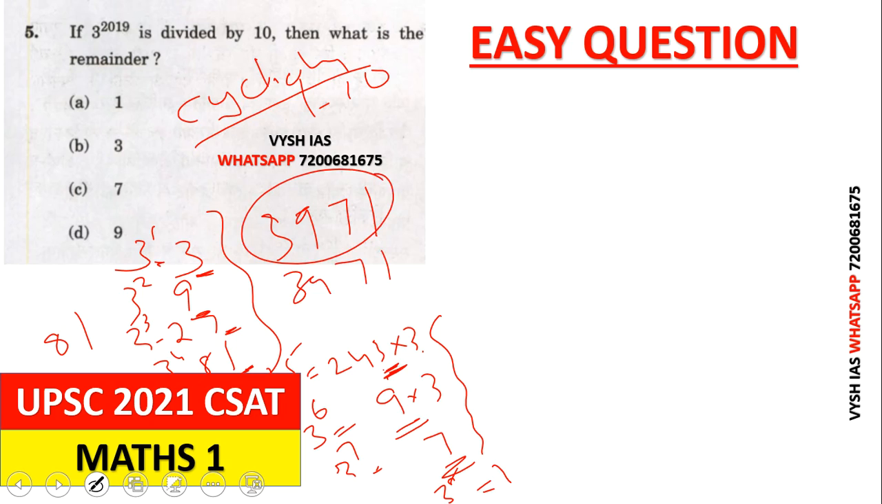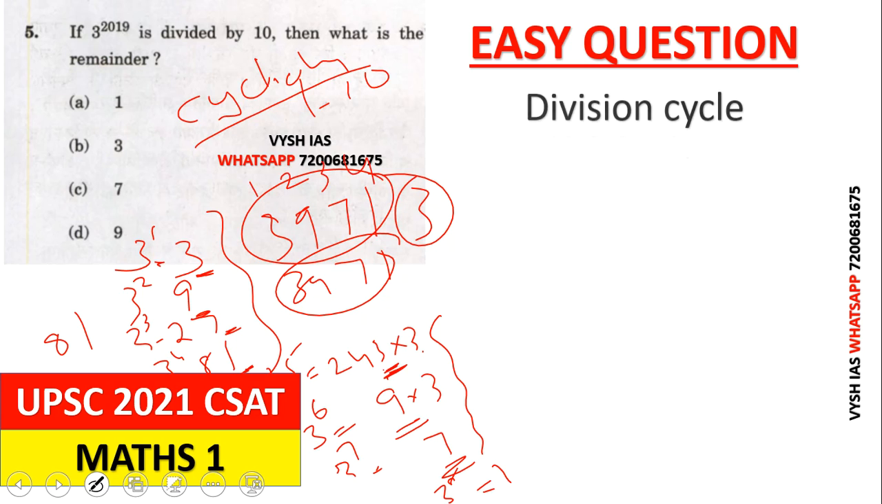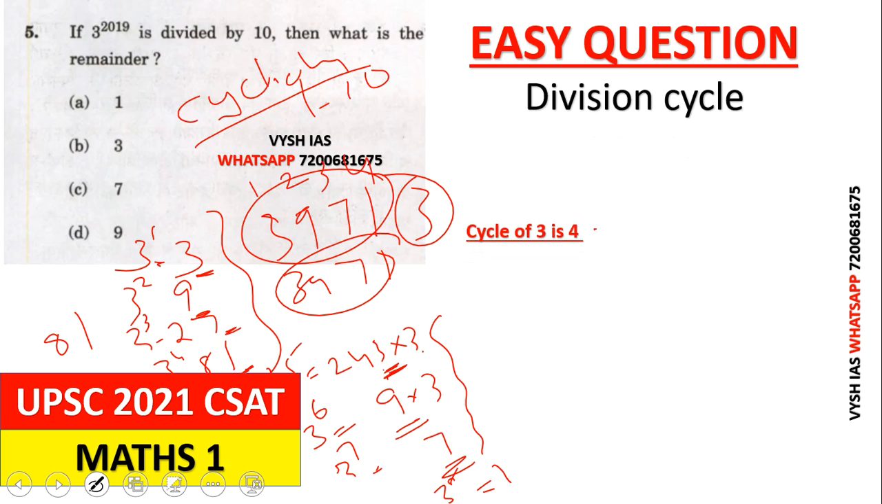So 3, 9, 7, 1 is the repetition. This is called the cycle of the number 3. This is called cyclicity. So the cycle is 1, 2, 3, 4. The cyclicity of 3 is 4, because the same pattern repeats every 4 times. This much you understood.